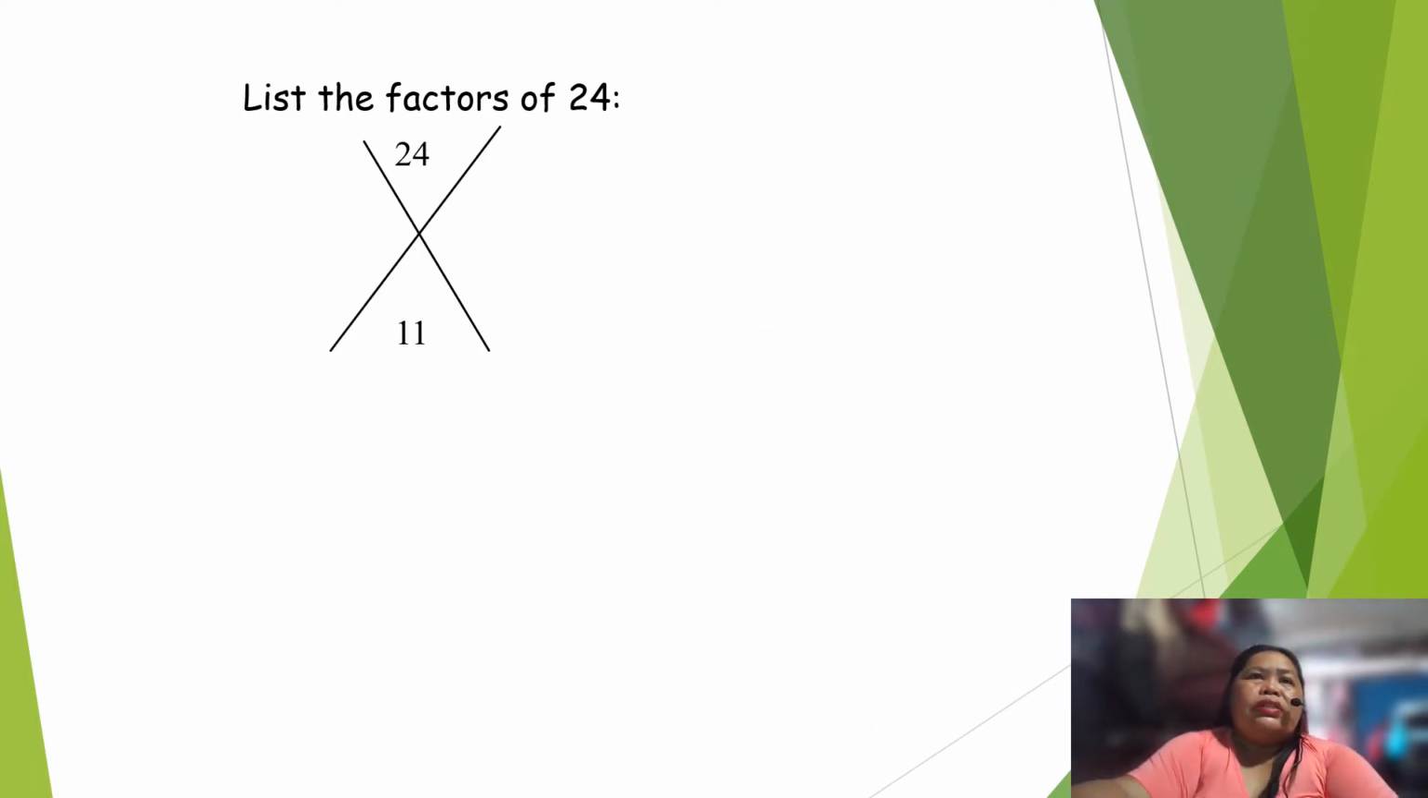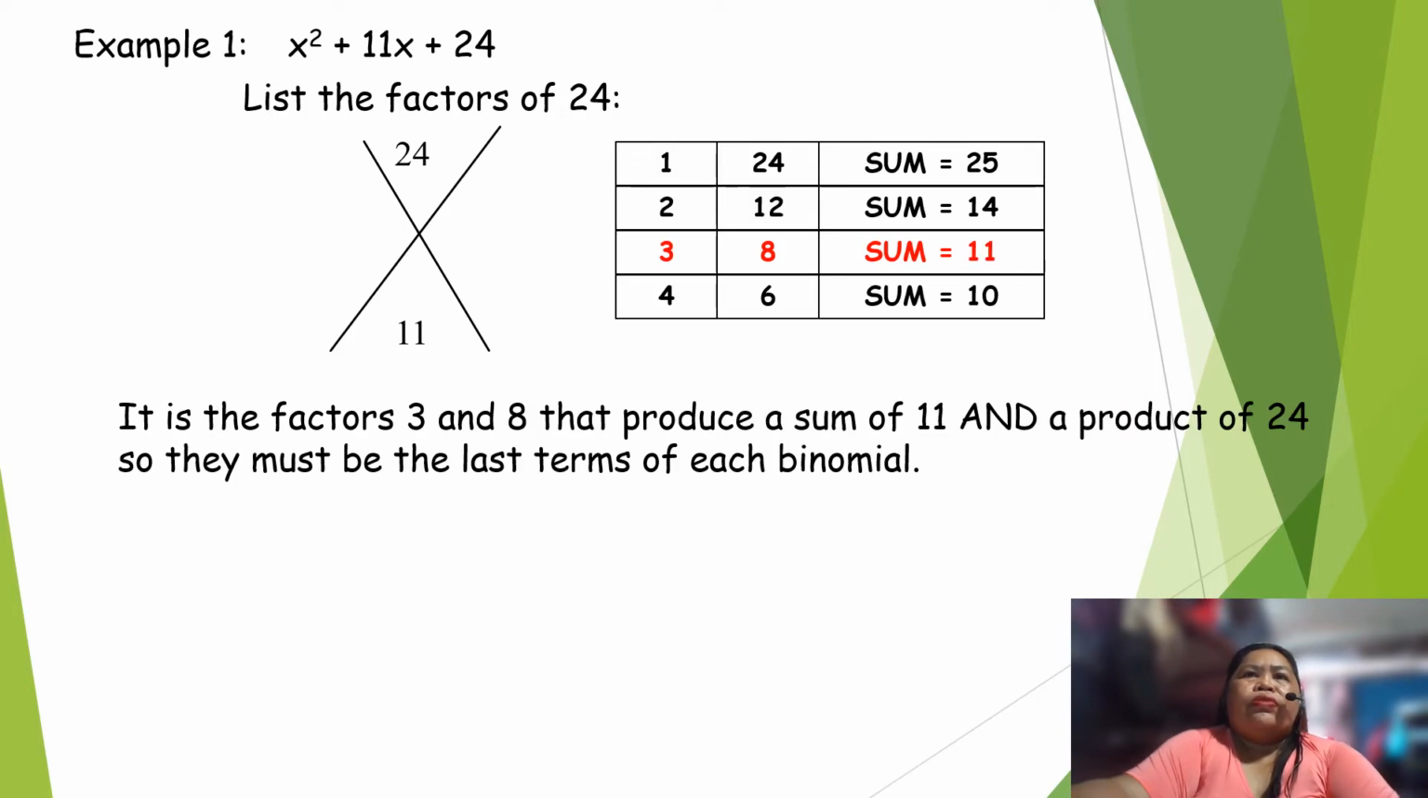Okay, so let us list the factors of 24. We have 1 times 24, the sum is 25. 2 times 12, the sum is 14. 3 times 8, the sum is 11. And 4 times 6, the sum is 10. So it is the factors 3 and 8 that produce the sum of 11 and the product of 24. So they must be the last terms of each binomial. Thus, the factors are x plus 3 and x plus 8.